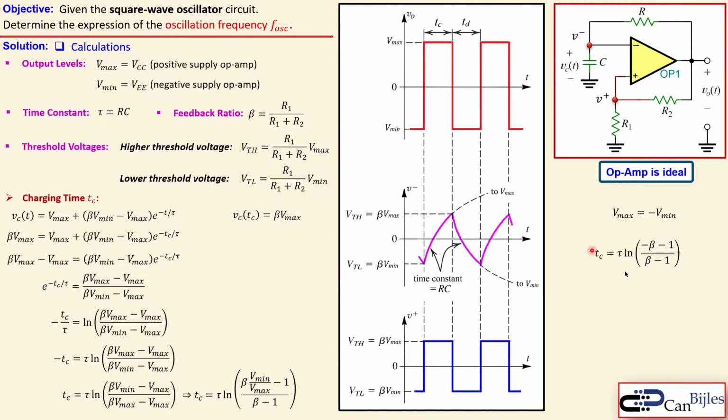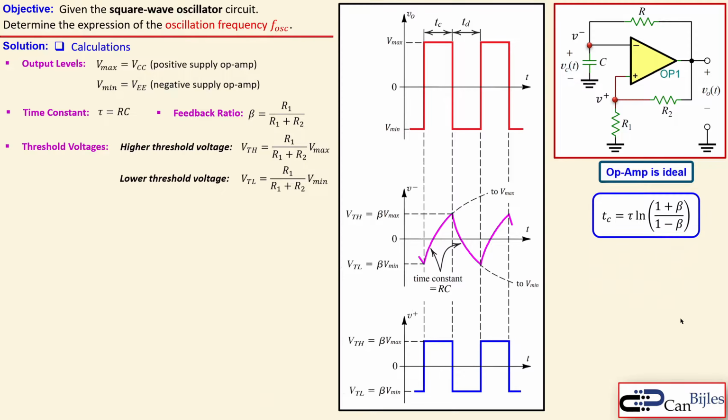And now we can also rewrite this. So if I now multiply this by minus 1 and this by minus 1, I can do that mathematically, no problem. Then I have this expression, which is then the charging time is tau times the ln of 1 plus beta over 1 minus beta. So if I change the beta, I can change the charging time. Okay, now we have the charging time expression.